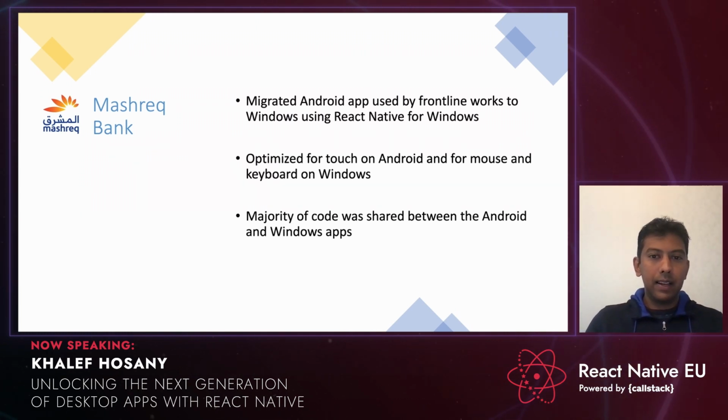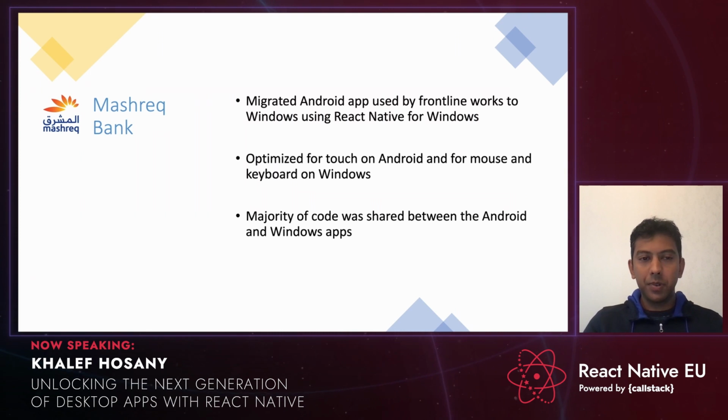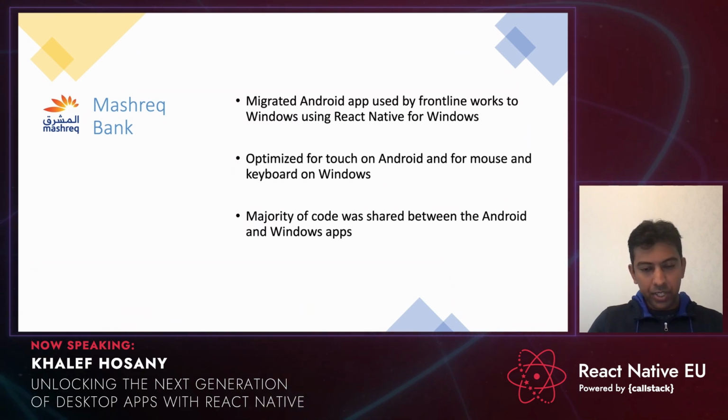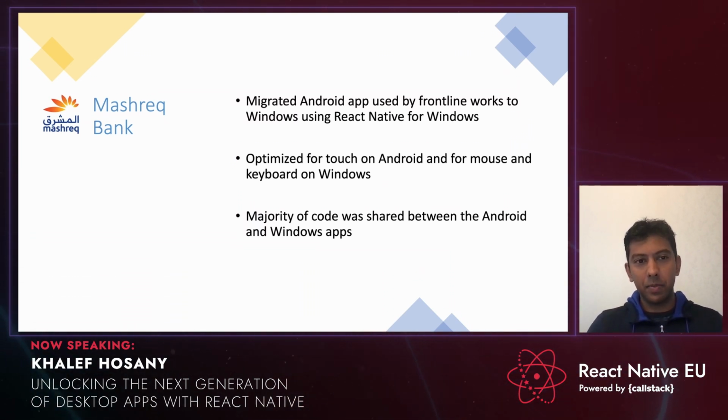Cool. And then let's look at the second application. This one is coming from Mashrek Bank, and Mashrek is the oldest regional bank in the United Arab Emirates, and it has offices in several continents. So here's what Mashrek had. They had an Android application already that was being used by their frontline workers to interact with their customers. And what they needed was a similar application for Windows, because part of their employees were using Windows devices. So they used React Native for Windows in order to stand up that application.